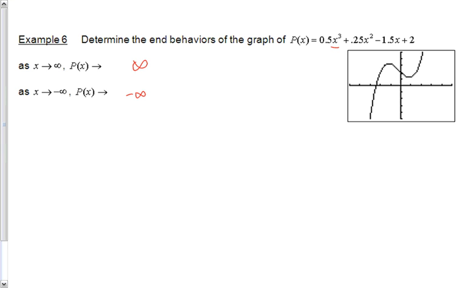If you look at the graph, if we go to the right, it goes up. It goes to positive infinity. When I go to negative infinity, this goes down. So it's negative infinity. So you see the picture does tell a lot.